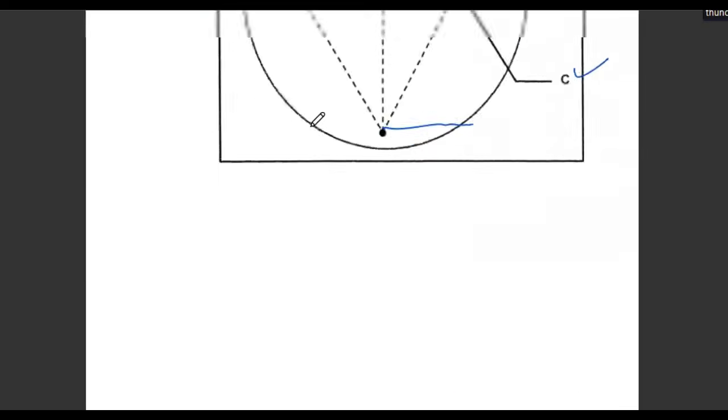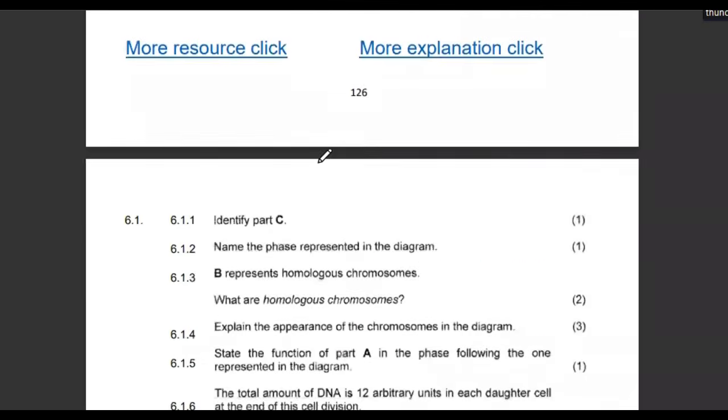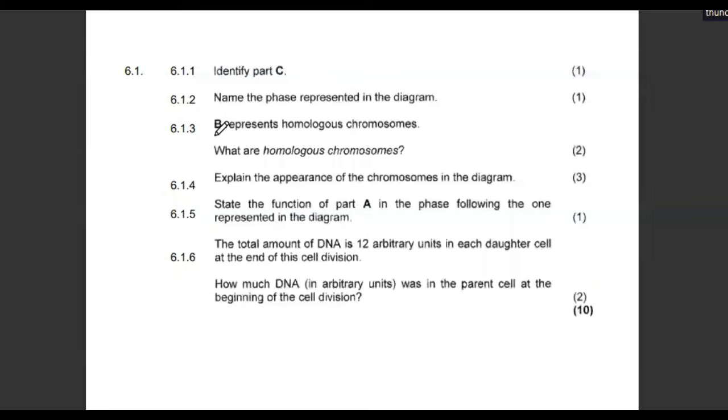Then they are saying name part C. We have seen it also. Centromere. Then B represents homologous chromosomes. What is a homologous chromosome? Chromosomes which have the same structure and the same size, and they carry genes. Genes of the same characteristics are always on the same locus. So we call them homologous chromosomes. They are not genetically identical, but genes of the same characteristic are in the same locus.